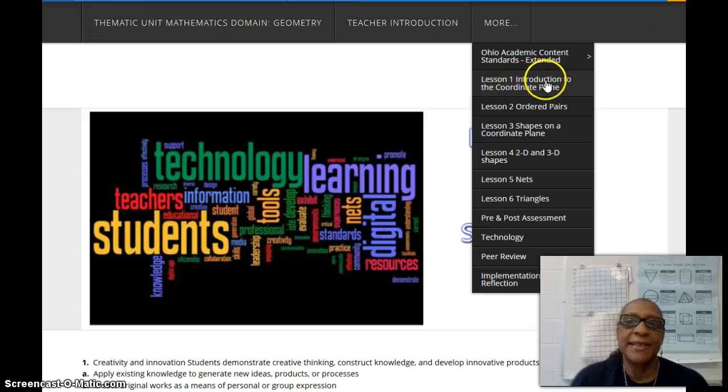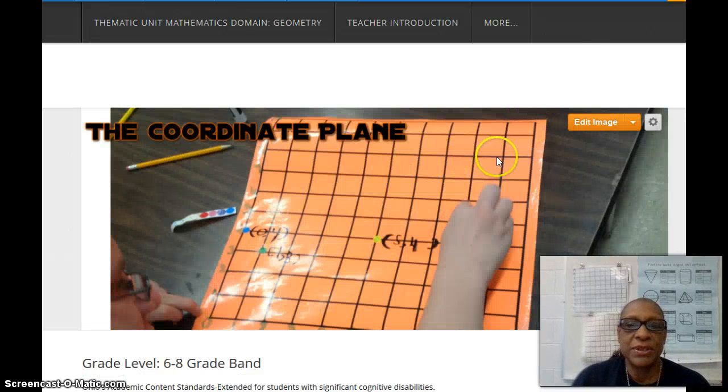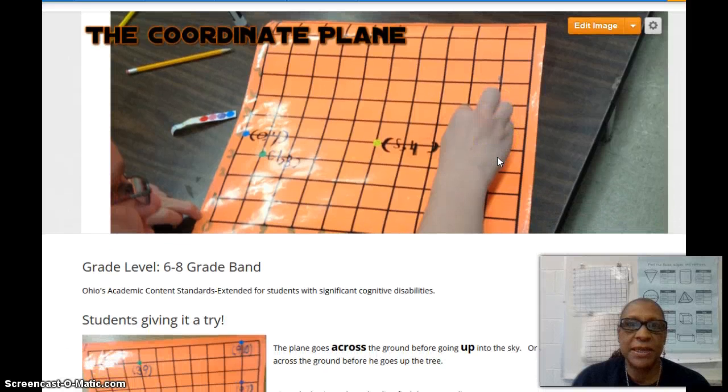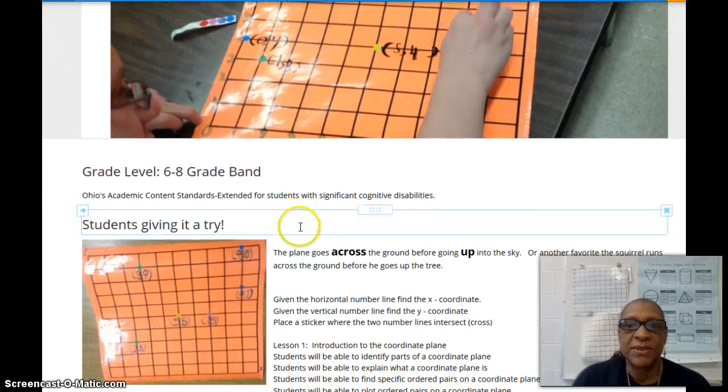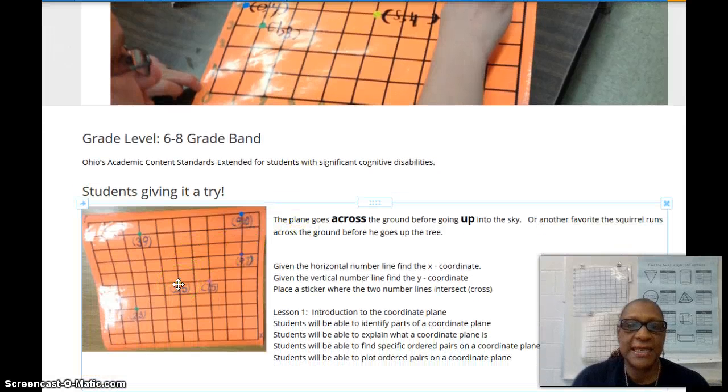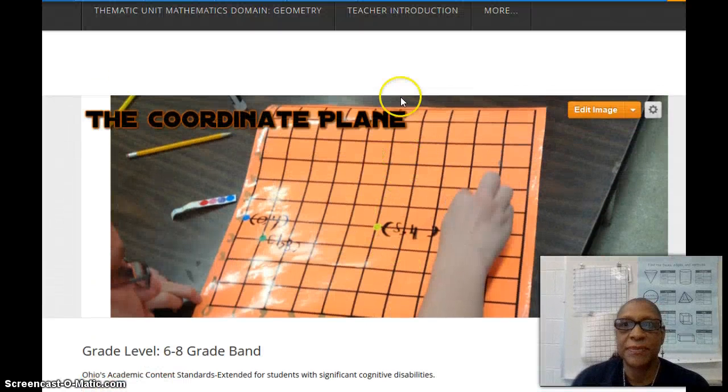First lesson, Lesson 1, Introduction to the Coordinate Plane. Here the students basically discovered the coordinate plane, learned about the two lines, horizontal and vertical, as well as the ordered pairs. Here you see students giving it a try by placing stickers at the correct coordinate pair.